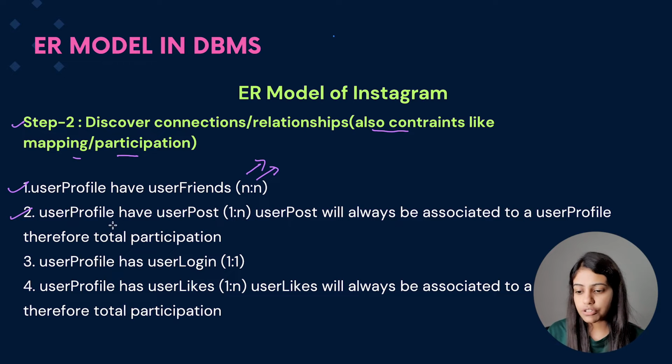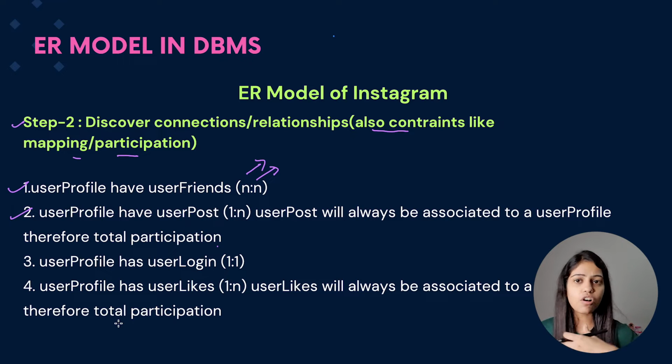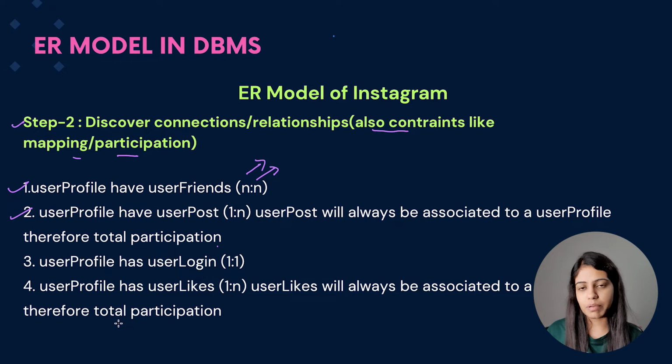Now the second one is user profile has user post. That is, one user profile can have n number of posts, so that is a 1 to n relationship. User post will always be associated with a user profile, therefore there is a total participation. I also explained the types of participation; you can have a look at the earlier videos and then come back to this video.